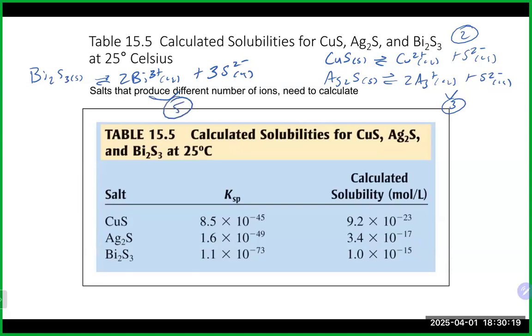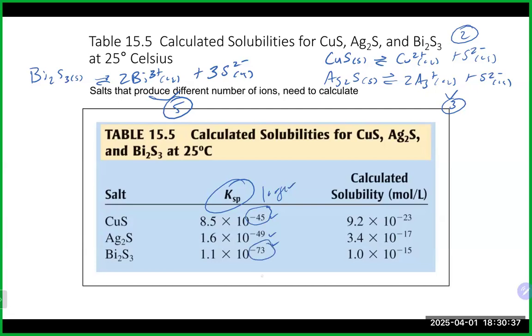Now, if you were, for example, to go to a Ksp table and look those 3 guys up, you would see these values given to you. And what you would actually see is the copper 2 sulfide has the larger Ksp value.